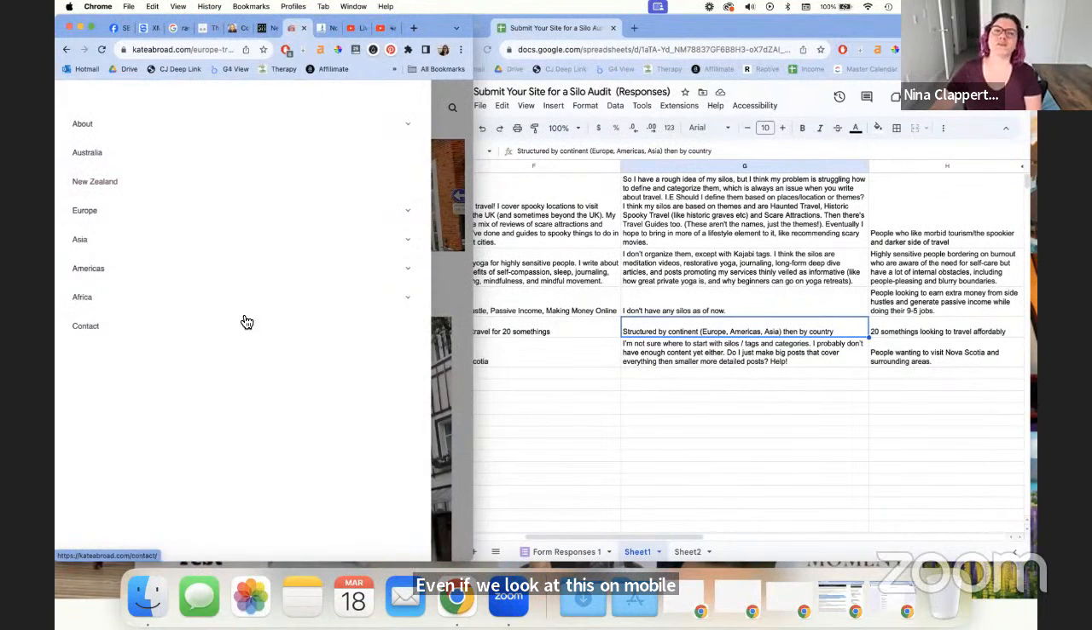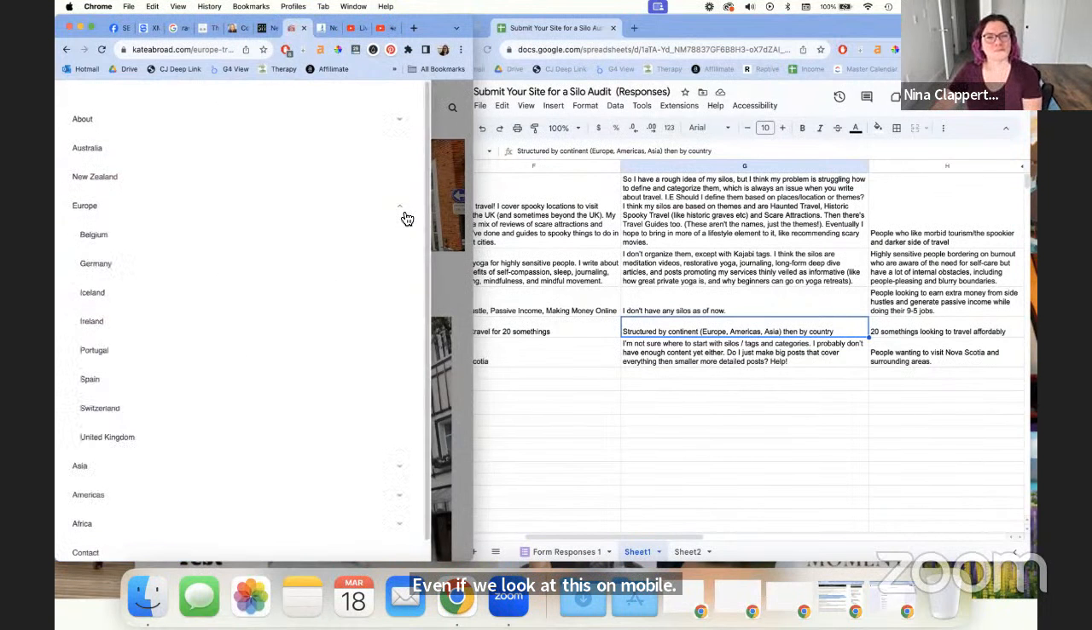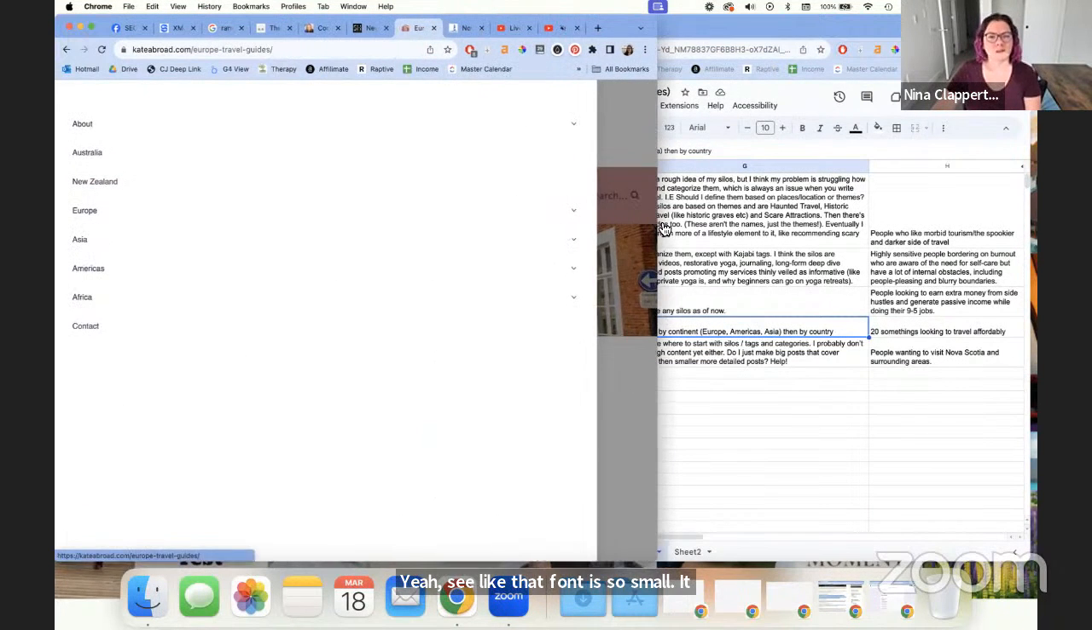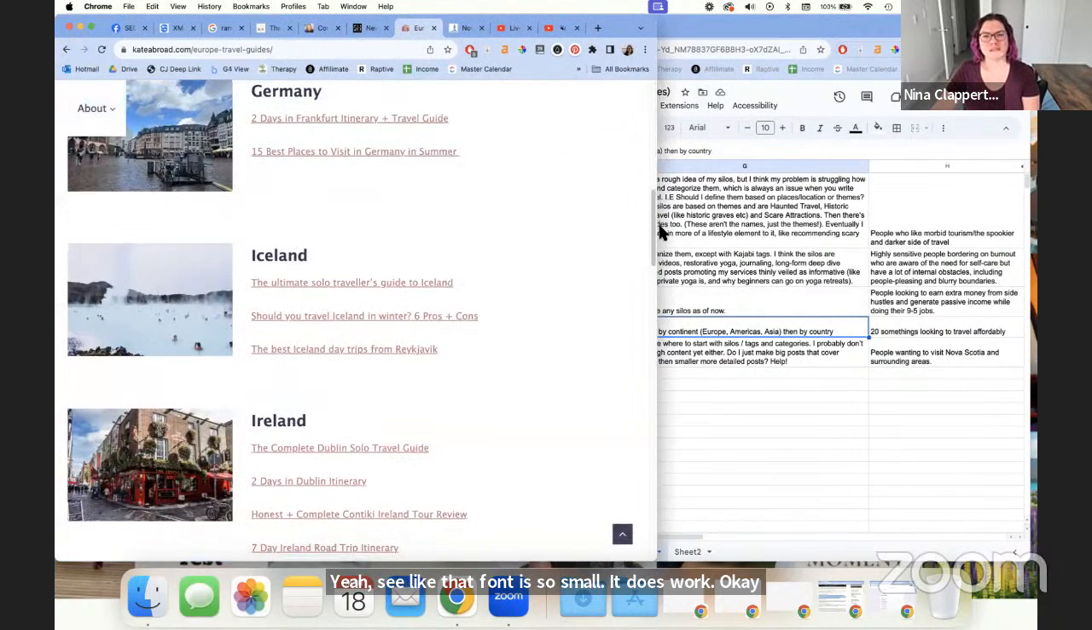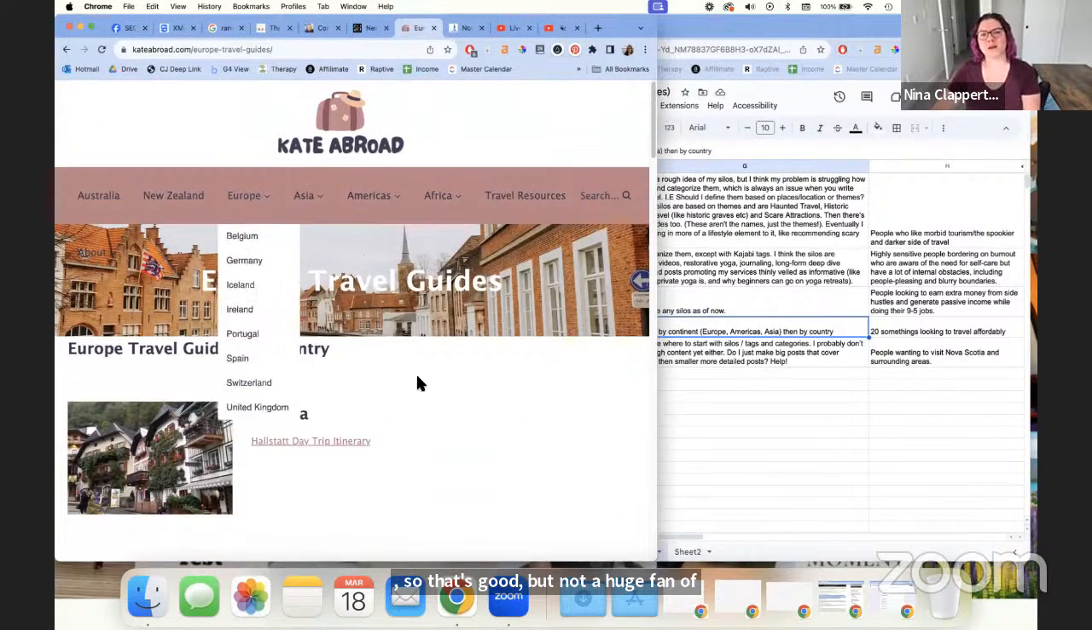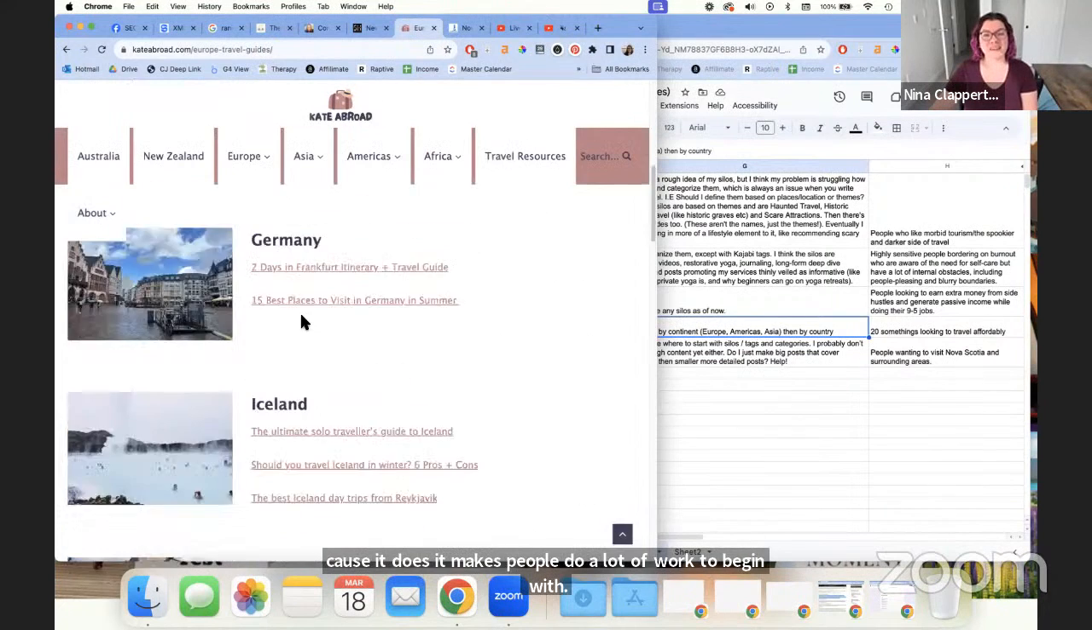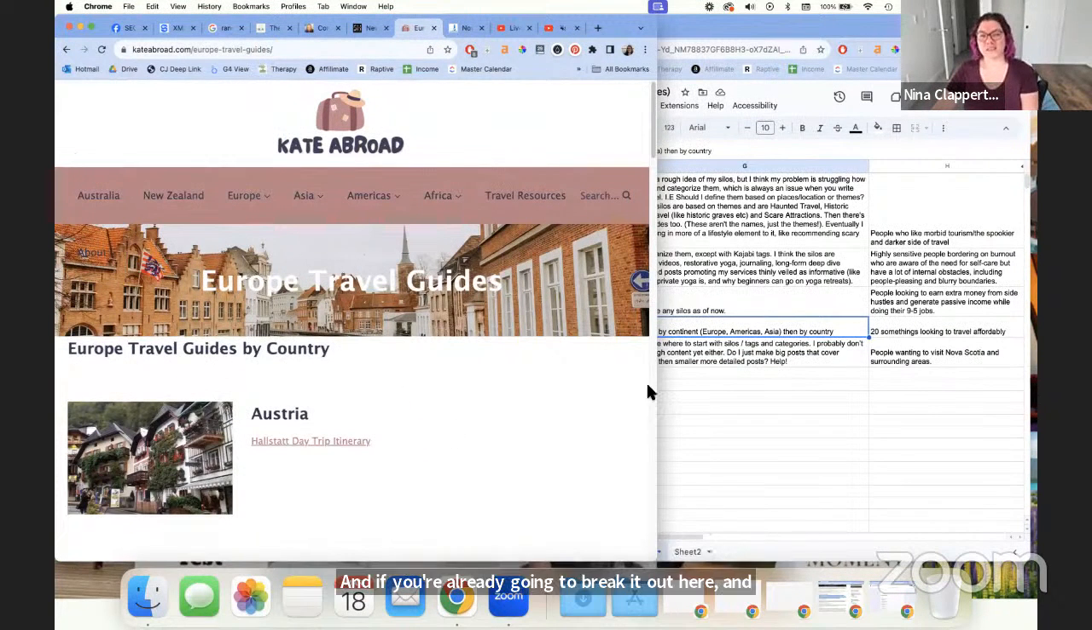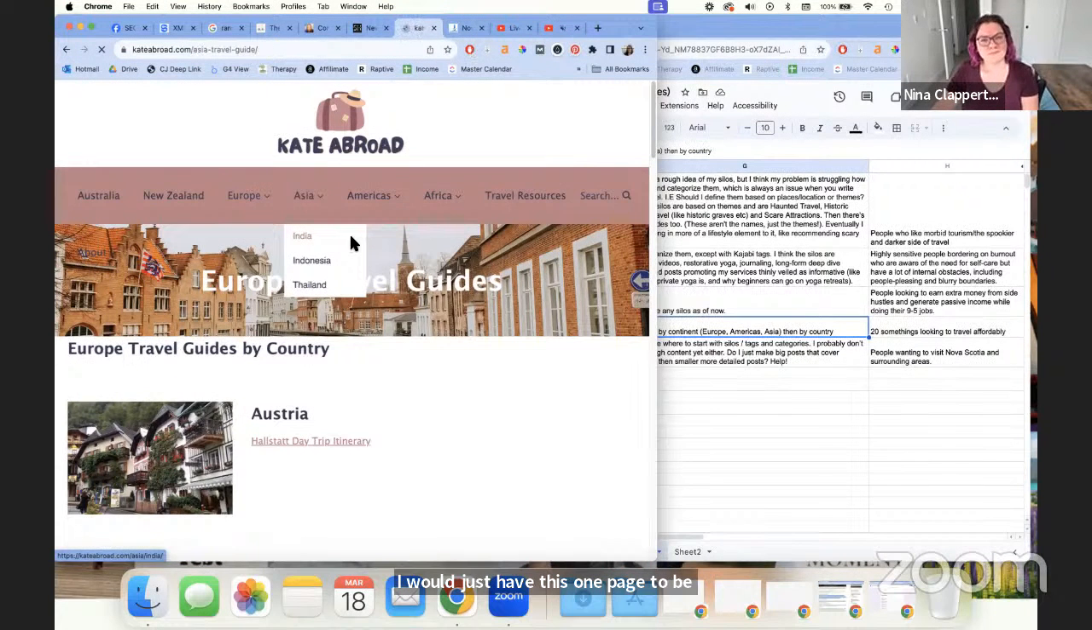Yeah, see, that font is so small. It does work. Okay, so that's good, but I'm still not a huge fan of drop downs because it makes people do a lot of work to begin with. And if you're already going to break it out here and there's not that many posts for each of them, I would just have this one page, to be honest, and make their lives easier.